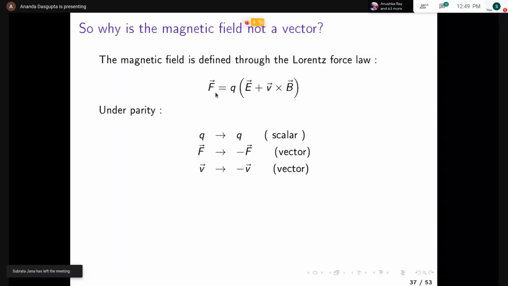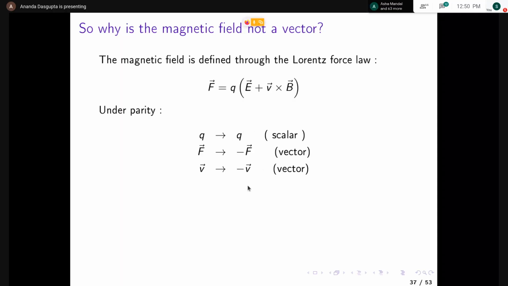F, now you know that under parity, Q stays Q. That's a scalar, it doesn't change. That's charge. What happens to the force? Force is a vector, of course. Position is a vector. That's really the starting point. Velocity, which is the derivative of position with respect to a scalar, the time, is a vector. Acceleration is a vector. Mass is a scalar. So force is a vector. So it picks up a minus sign. Velocity also picks up a minus sign.